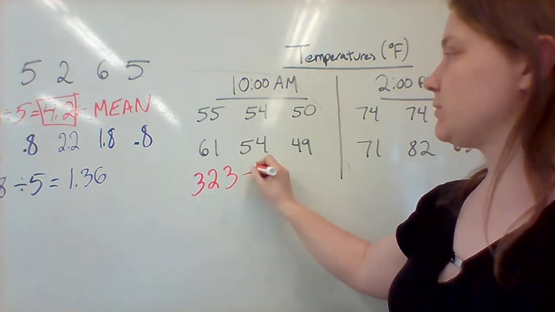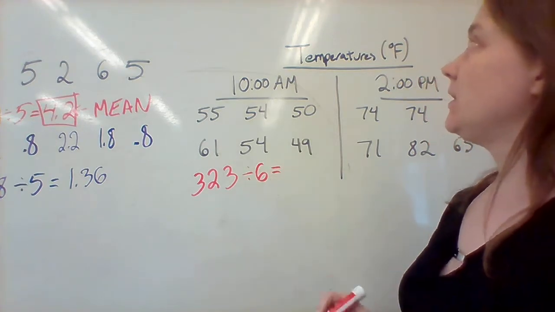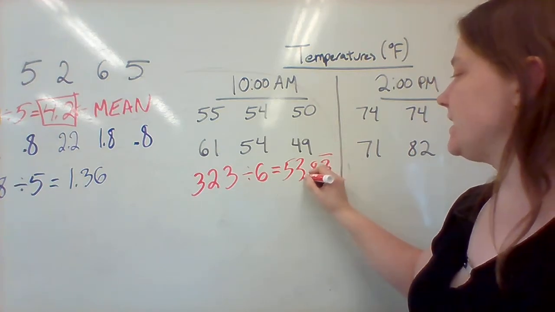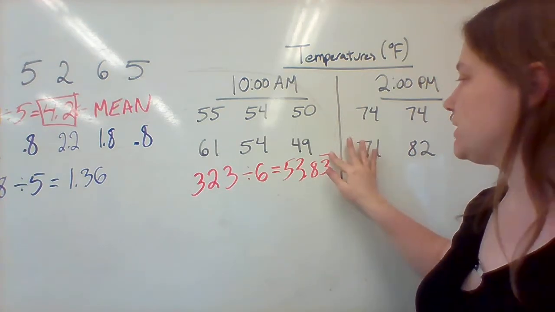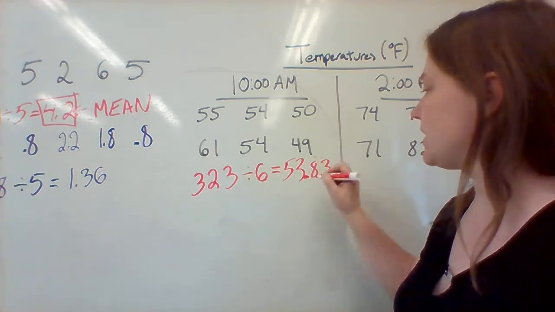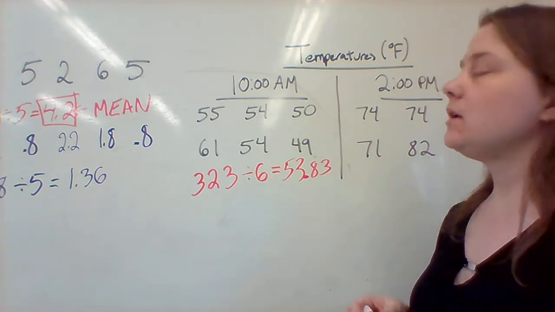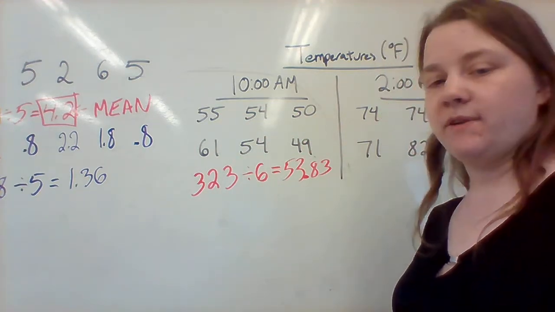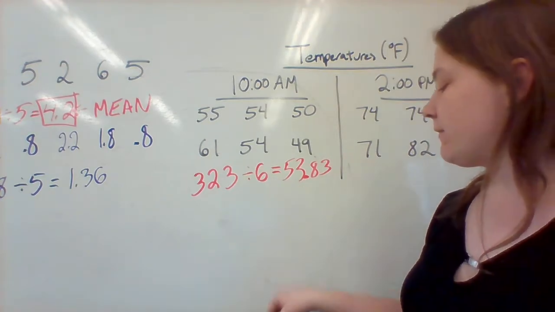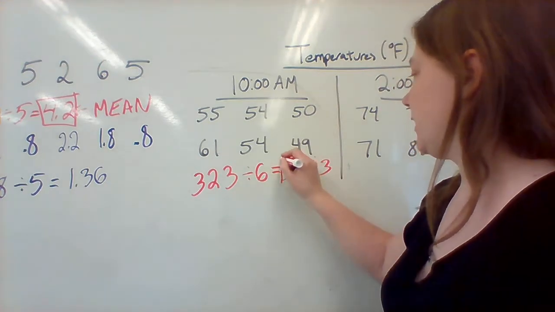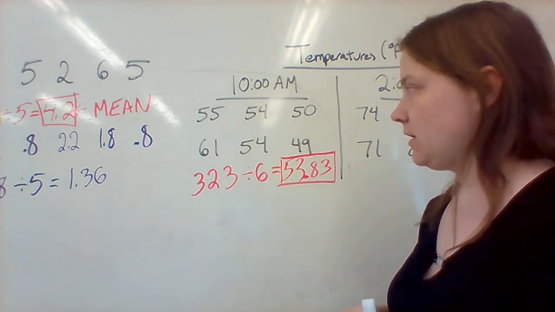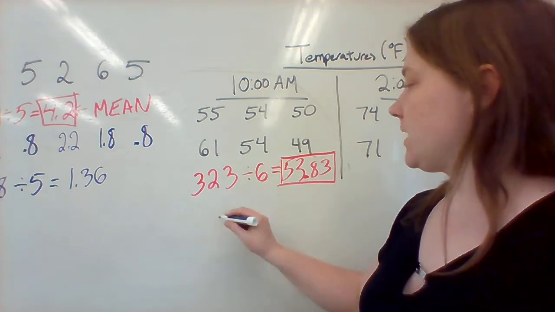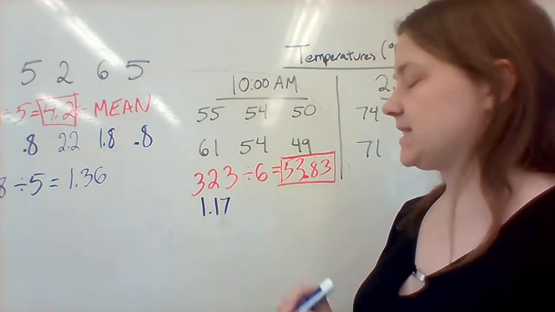Because there are 6 numbers, we're going to divide that by 6 so that we get 53.83. Technically that number repeats, but we're going to round, so it's just 53.83. Now for each one of these numbers, I'm going to figure out how far they are away from 53.83, and I'm going to put my little rectangle around it so I remember it. So how far away is 55 from 53.83? Well, when I subtract, I'm going to get 1.17.